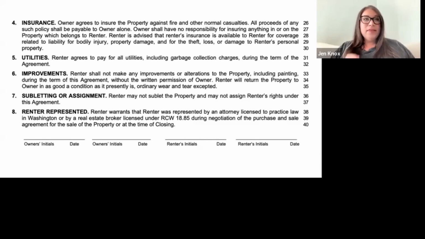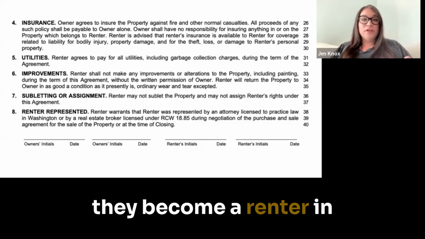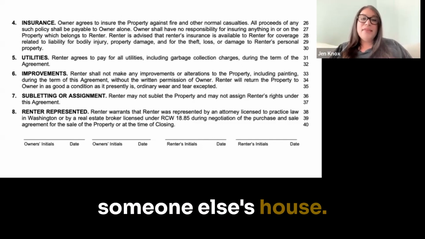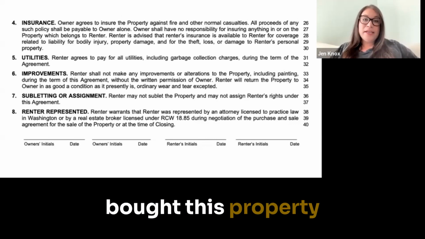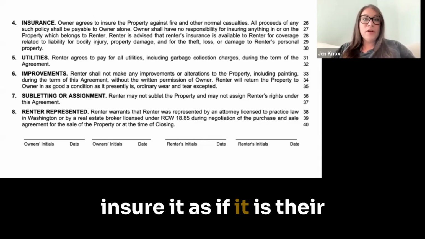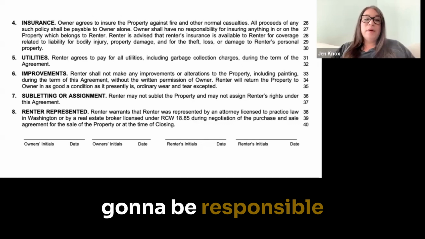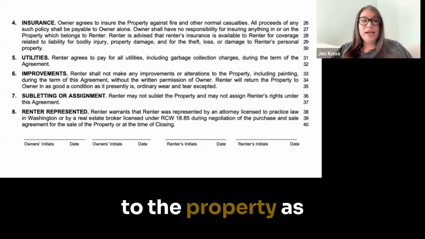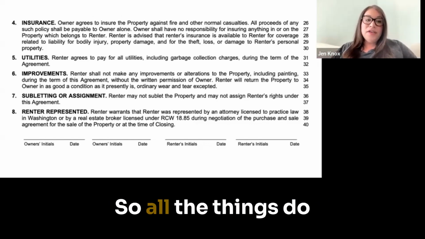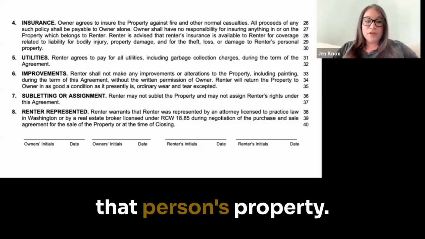Think of it like this. They own the house till the date of closing. On the date of closing, they become a renter in someone else's house. They have to do all the things renters would do, and the buyer who bought this property is going to also have to insure it as if it is their own home because it is as of the date of closing. Now, utilities, the renter is going to be responsible for the utilities after that closing date and not able to make any alterations to the property as if they are a renter. So all the things do apply as renters do. Once that closing date happens, it is no longer that person's property.